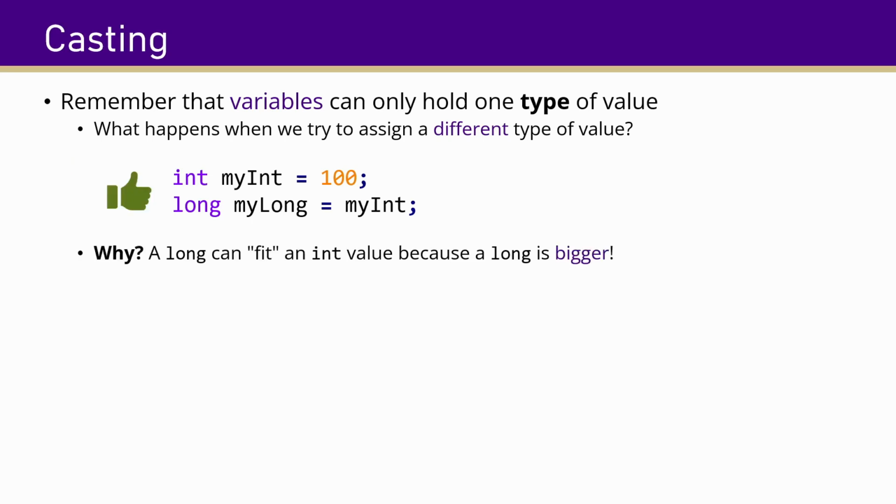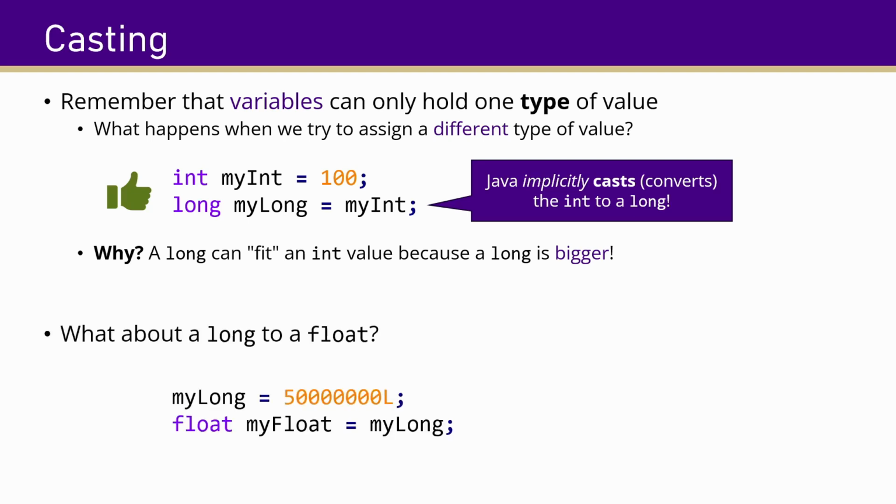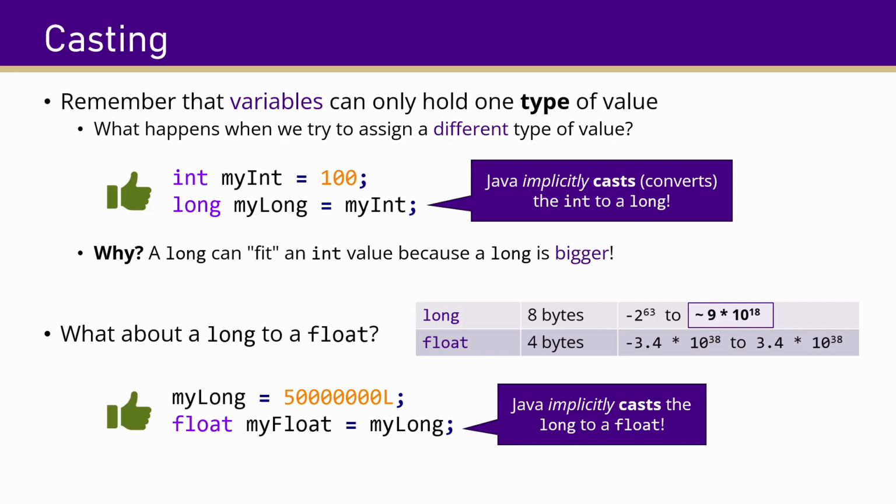A long can fit an int value because a long is bigger. But what about putting a long in a float? If we look at the table, a float looks like it's smaller than a long, but take a look at the range. A long can store numbers up to 10 to the power of 18. That's a number with 19 digits. But a float can store numbers up to 10 to the power of 38, a much wider range. So Java is actually able to do this conversion too. It's not just about the size, it's about how wide the range is.